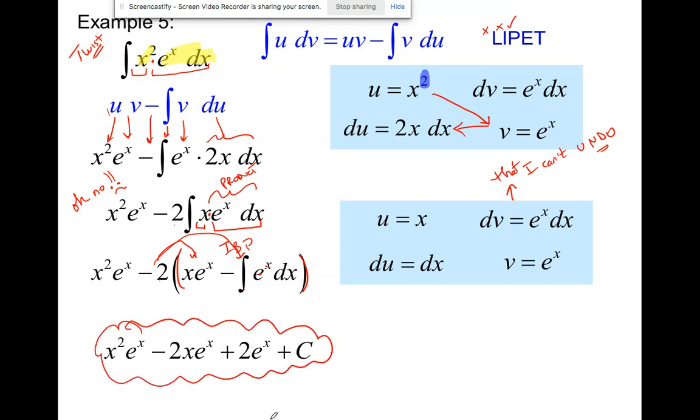How can you check my work? Differentiate this. You need the product rule here. This, of course, would be 0. And when you were done with the product rule and taking the derivative of 2 e to the x, which, of course, is just 2 e to the x, you would get x squared e to the x. Crazy.